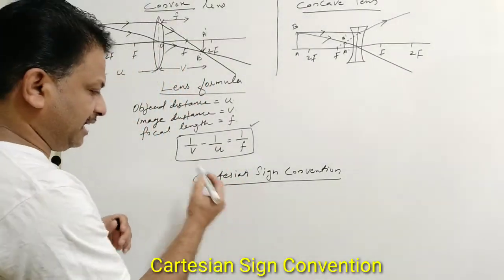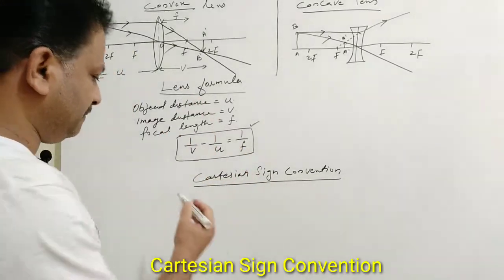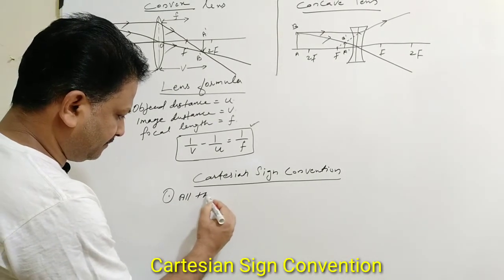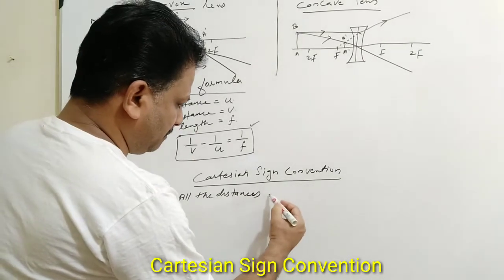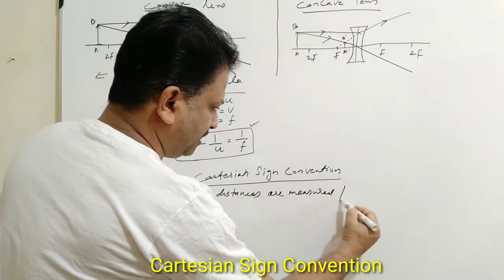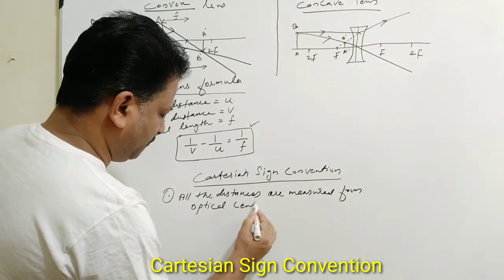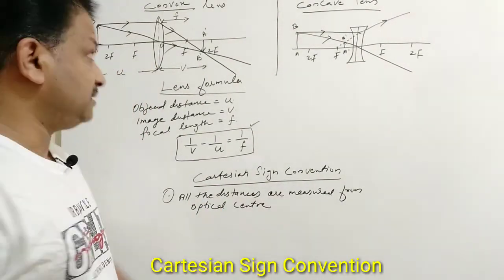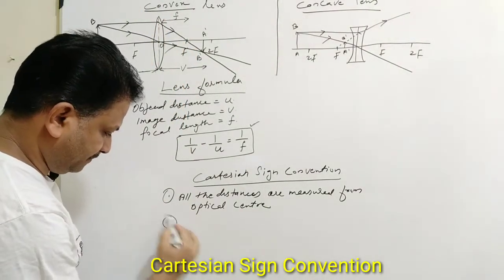So what is Cartesian sign convention? These are the conventions of sign. Very simple. The first point: all the distances are measured from the optical center of the lens. So imagine this is the optical center of the lens. Clear?